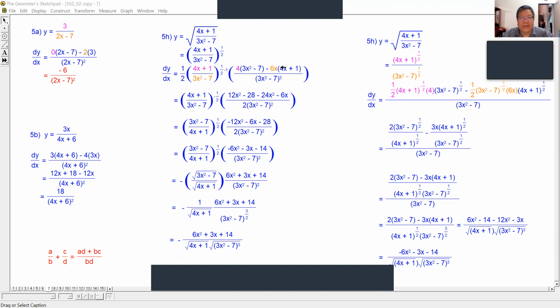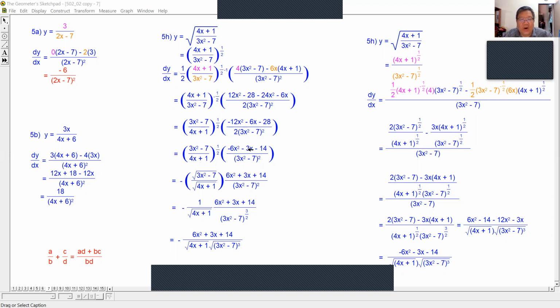So the top numerator, I multiply out everything and add them up. Multiply out everything and then add them up. So multiply becomes 12x squared minus 28 minus 24x squared minus 6x. So the x squared becomes minus 12x squared, sorry, minus 6x, then minus 28.